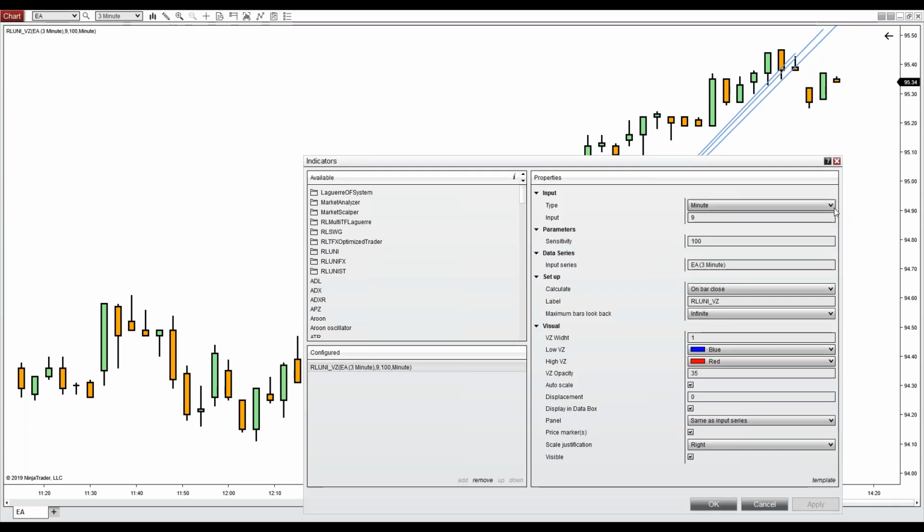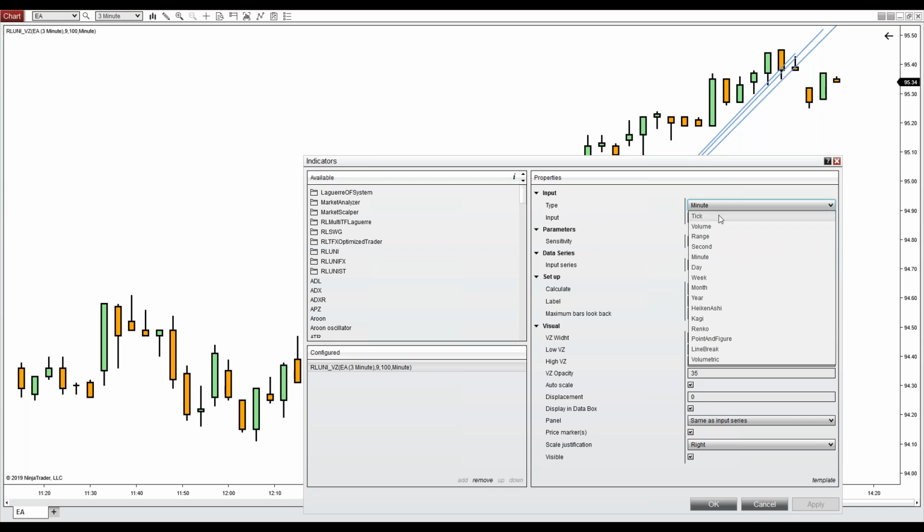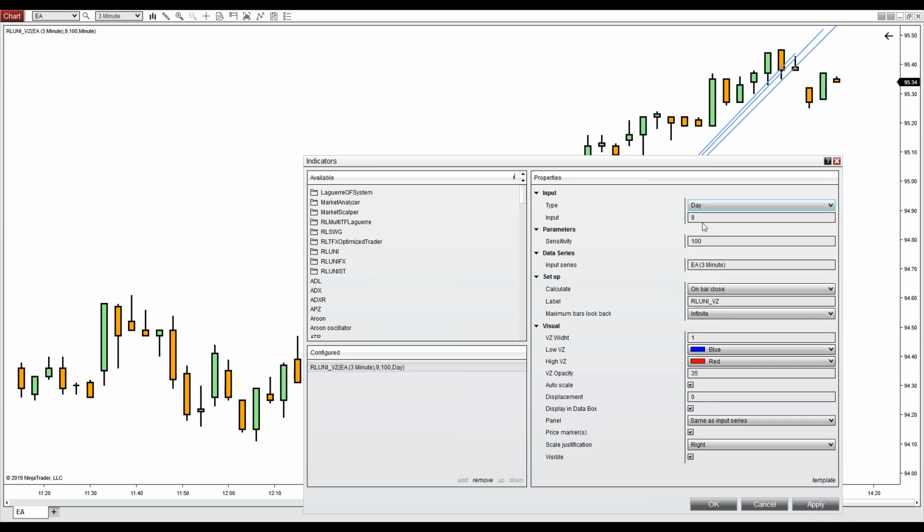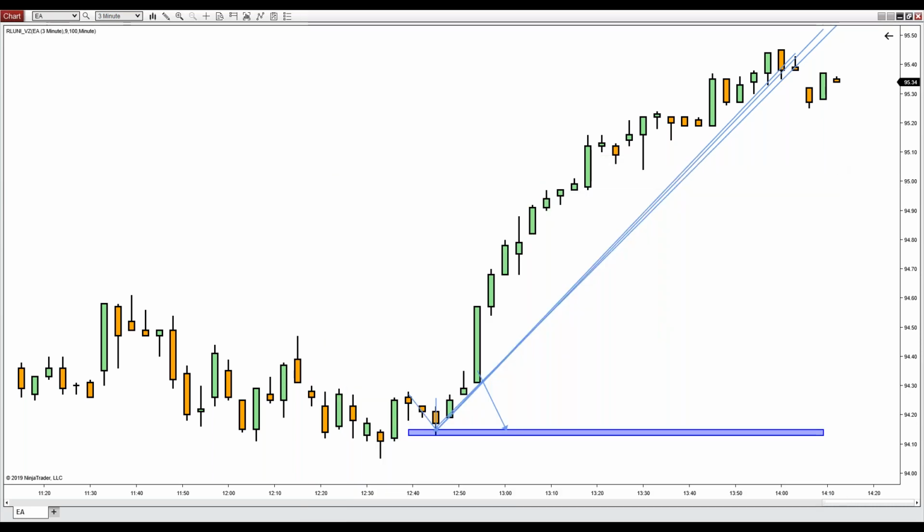If you're trading it daily, you're going to go to daily here, and you're going to change this to 3, which is 3 days, and you'd probably want to increase the width a little bit because that's a long time frame. You probably want to make it 10 to make that line thicker. That's all. And keep the sensitivity at 100. That's all, and it'll work fine.